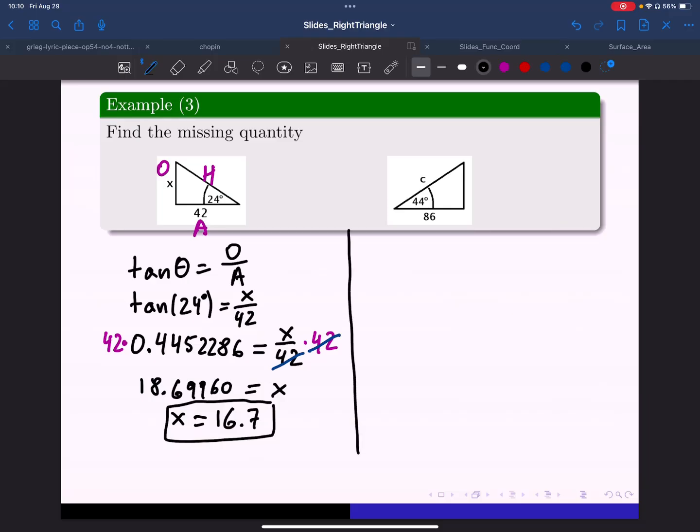Let's call this part A. Part B: as before, we need to identify the sides. If we have an angle right here, the side opposite the angle is my opposite. This is my opposite, this is my adjacent, and this is my hypotenuse. Opposite the right angle is always the hypotenuse, so the longest side is the hypotenuse. And regarding this angle, this side is adjacent.